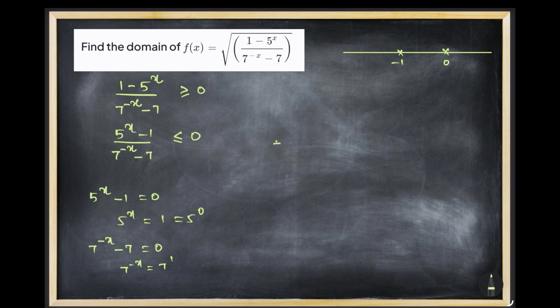So the numerator is a positive number. If x is 1, this thing will become 7^(-1), that is 1/7 minus 7. So look at this, this is a negative number. So the numerator is positive, the denominator is negative. So altogether it is negative in this region. Correct?